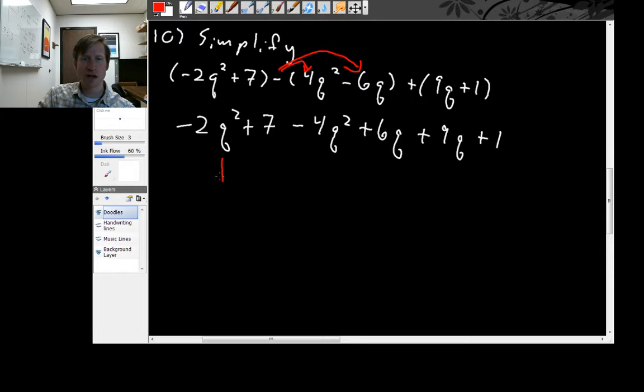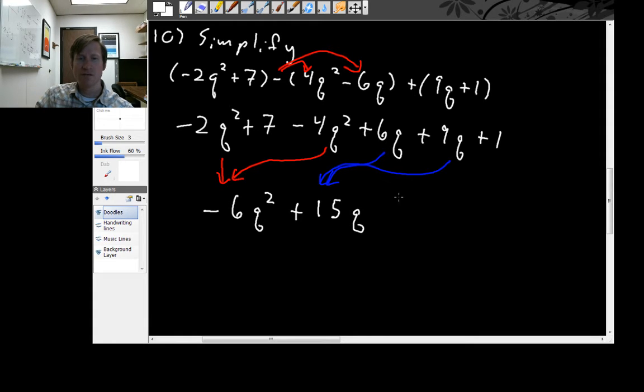For our q squareds, here are some over here and some over here. So negative 2q squared minus 4q squared, that's negative 6q squared. For our q's, there's some here and some there. So 6q plus 9q is 15q, so plus 15q. And then for our constants, we have a 7 over here and a 1 over there. So this is going to give us plus 8.